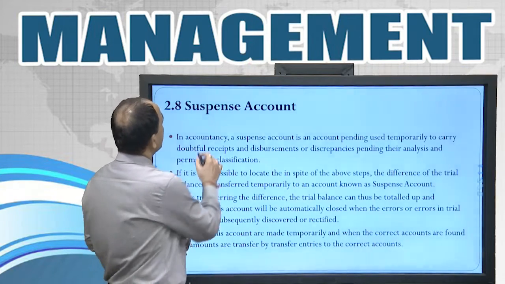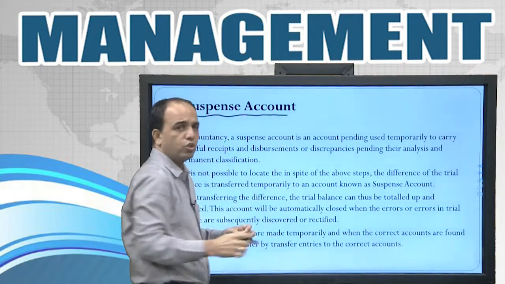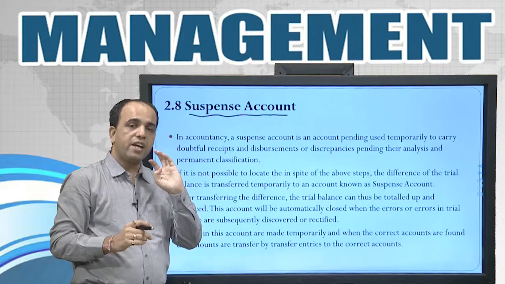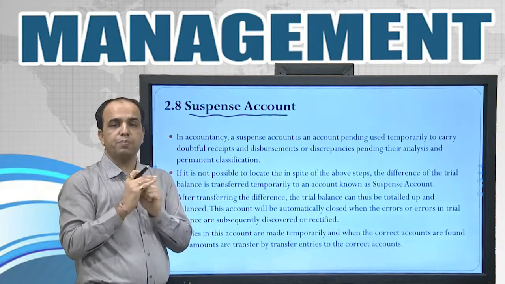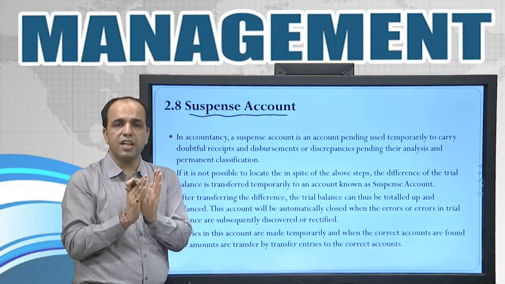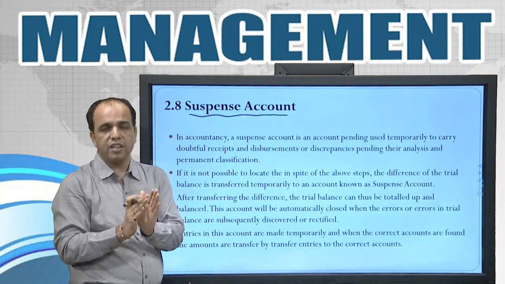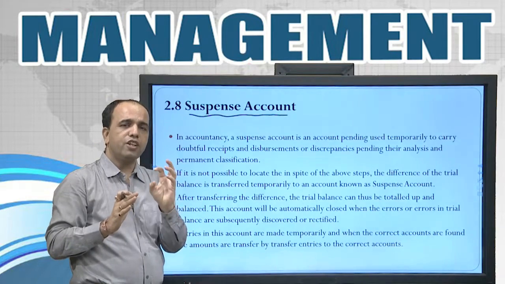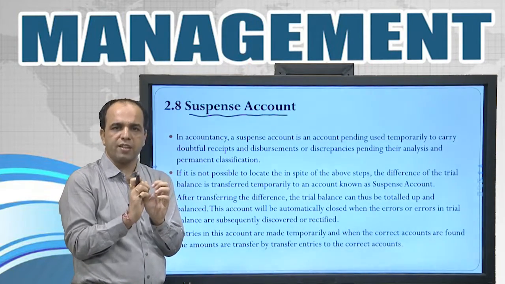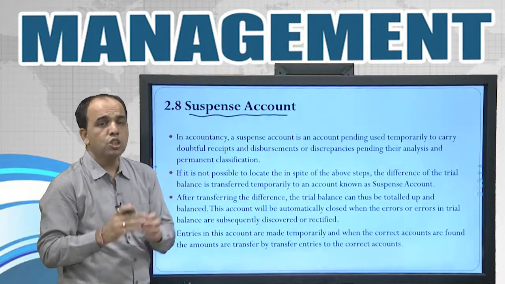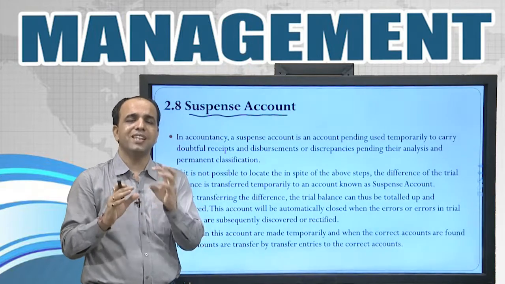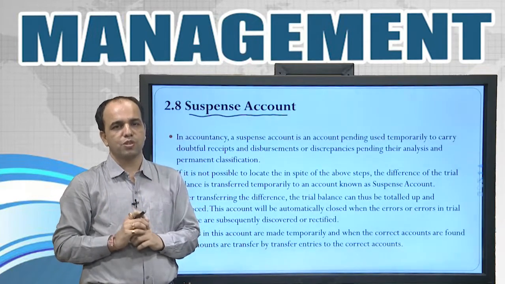This is a very important word: suspense account. Actually, it is a part of rectification of errors. Suspense account means that when your trial balance does not agree, and at the end of the year you are running out of time and have to prepare the balance sheet, whatever amount comes as a difference should be transferred to the suspense account.